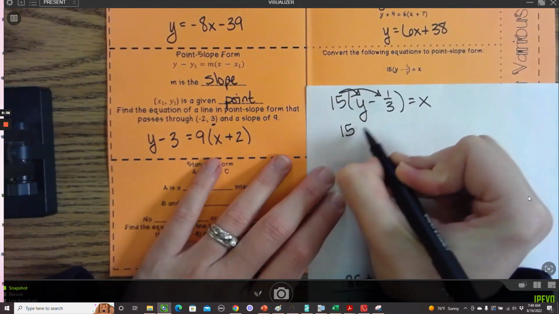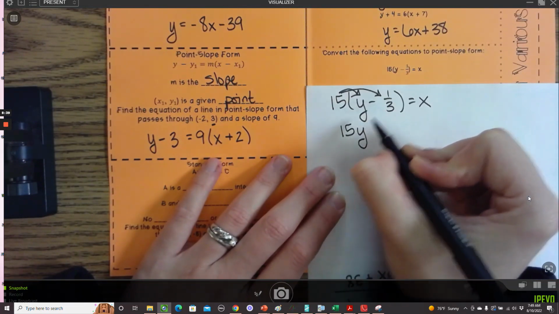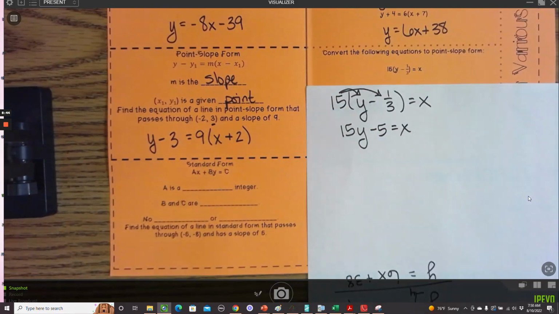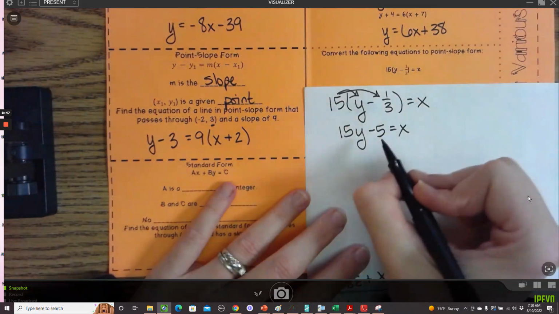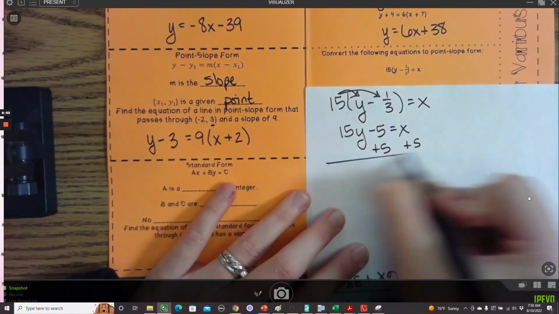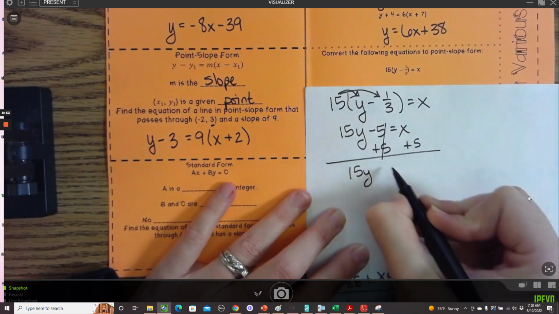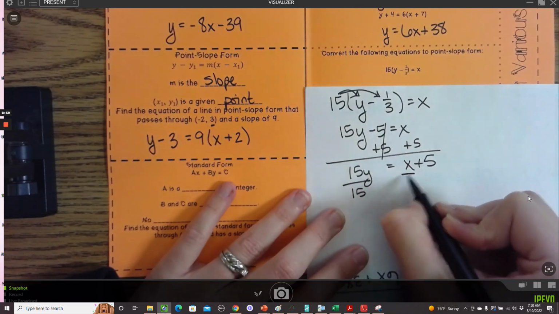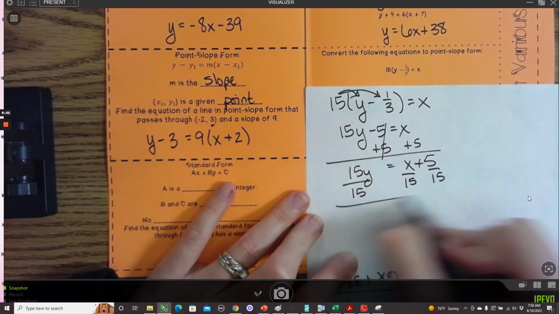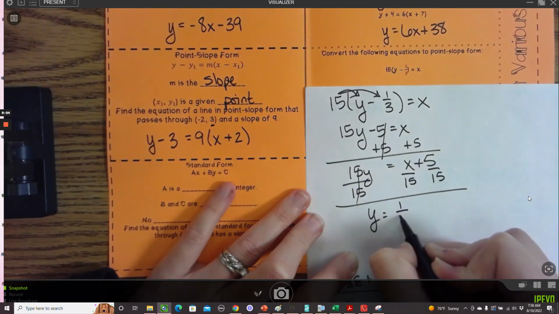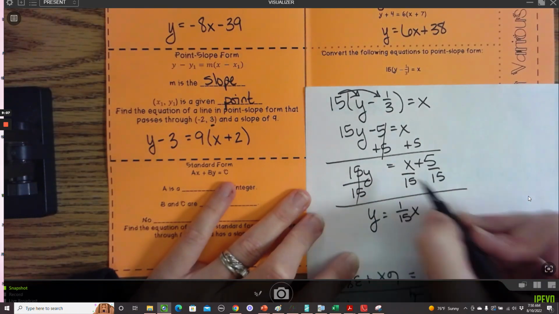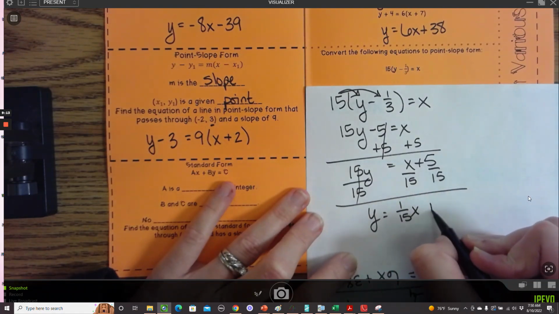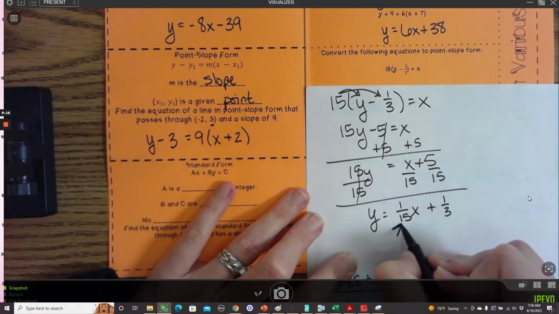So 15 times y is 15y. 15 times a negative third is a negative 5, and that equals x. Sorry, guys. I'm going to add 5 to both sides. 15y. This cancels. And then I'm going to divide everything by 15, each term. y equals 1/15 x. Okay? x on top of a fraction, you can write it like this. 5 over 15 simplifies to 1/3. And so I did that so I could find my slope.